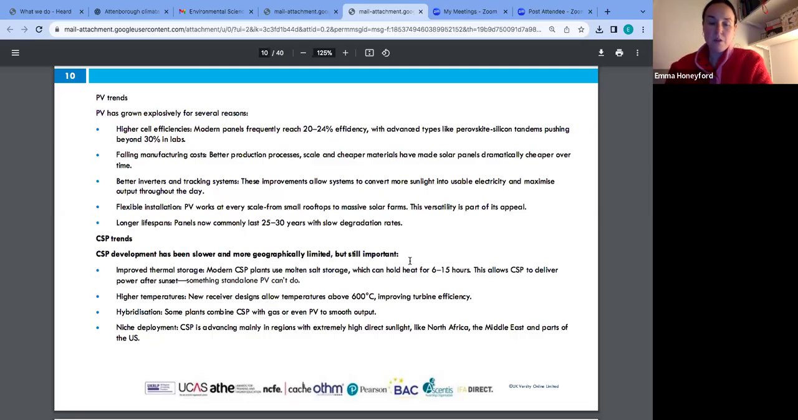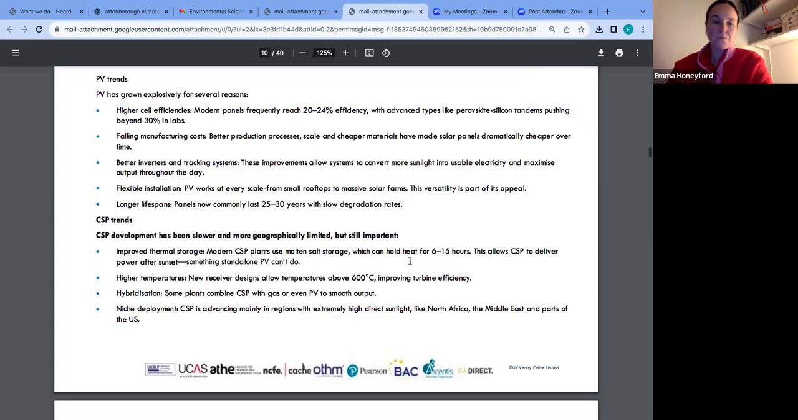Also, we have the niche deployment. So CSP is advancing mainly in regions with extremely high direct sunlight, like North Africa, the Middle East, and parts of the US. So it is particularly favourable in certain areas, hotter climates.